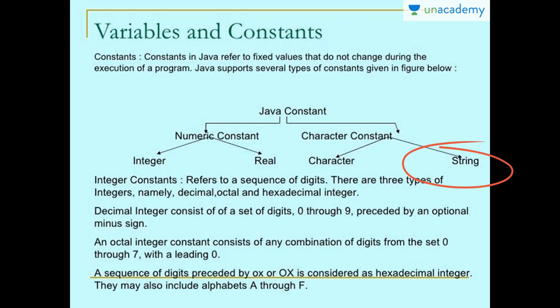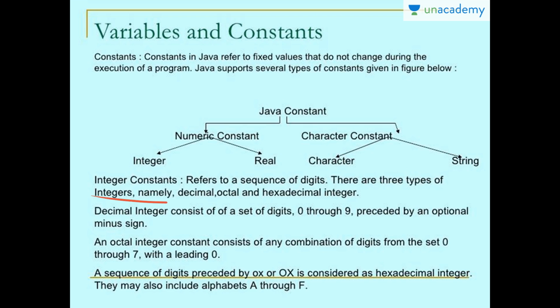Now we have studied the definition of constant. But what is constant? Constant, as I said, in Java refers to a fixed value. As we write a is equals to 10, that means I have assigned a value to the variable, and that is called a constant. A constant value is being defined.